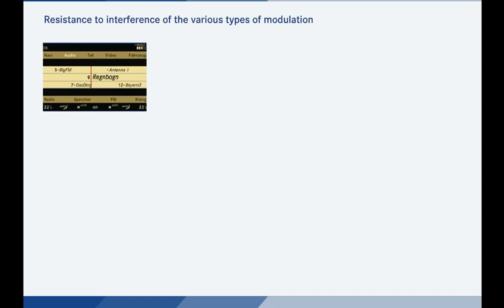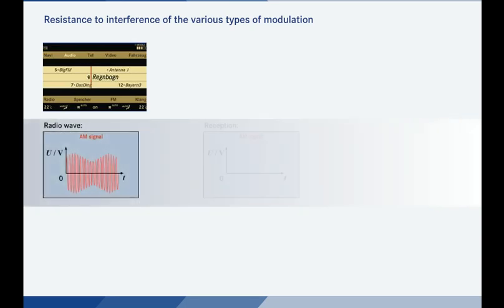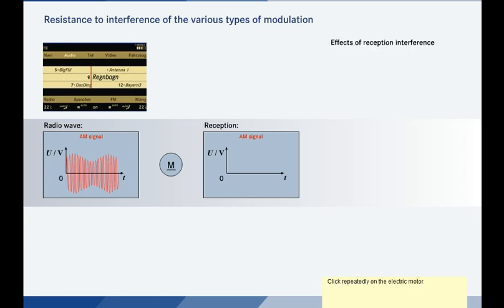Interference in radio reception is caused by interfering waves, which mix with the carrier wave in the receiver. Imagine radio reception in a vehicle, for example. This can be impaired by electric motors that are not interference suppressed. Click several times on the electric motor as soon as the transmission of the amplitude-modulated signal begins, in order to see the effects of this kind of reception interference.